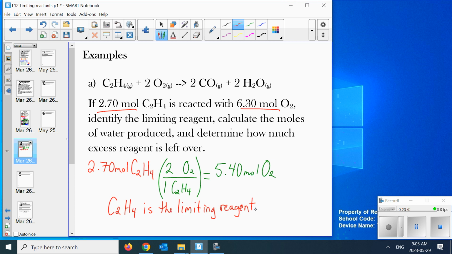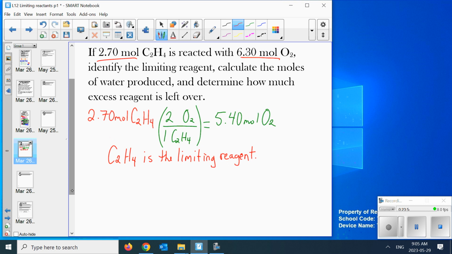Calculate the moles of water produced. I don't need grams, so a little less work. Grams is just an extra step, so we're working in moles exclusively. I'll put a star beside this because this is one of the things that was up. The next thing is calculate the moles of water produced. We always use the limiting reagent, so we're going to do that.